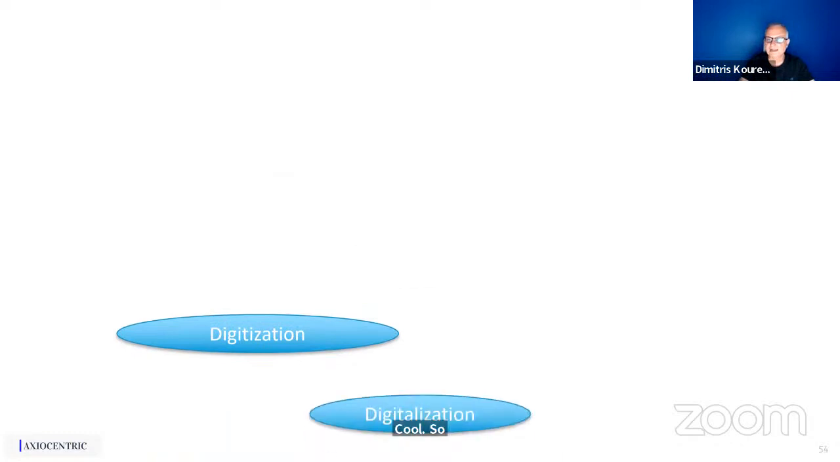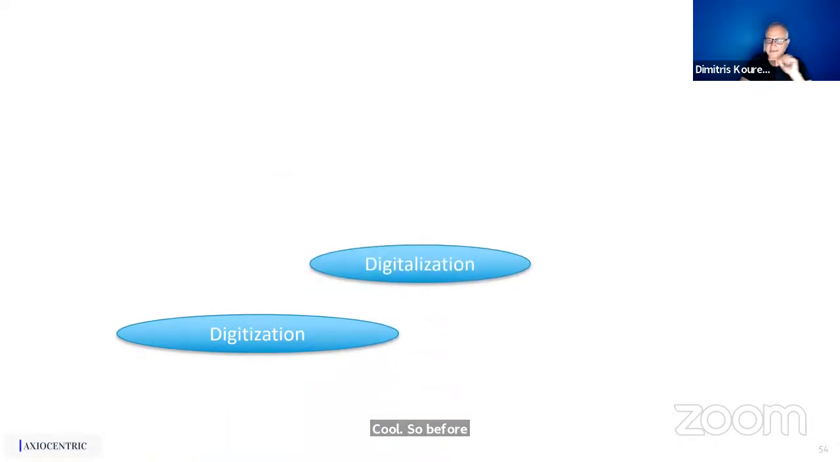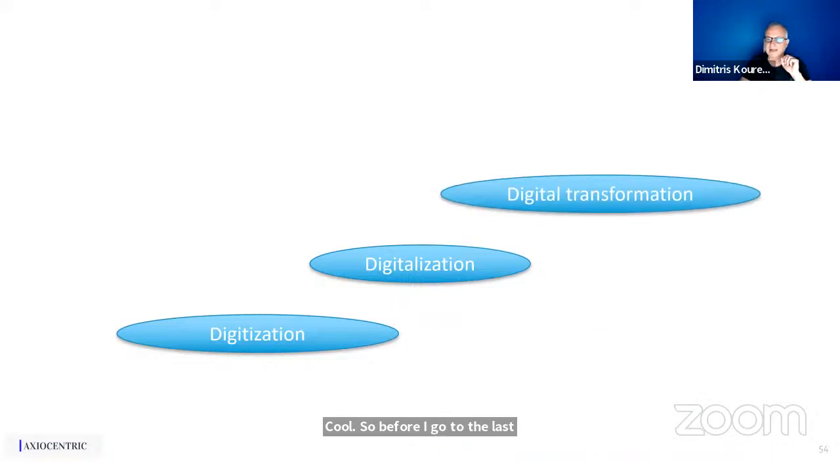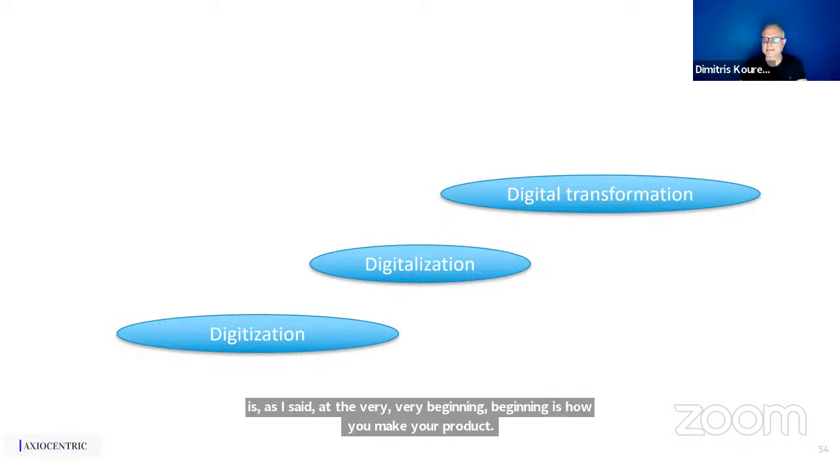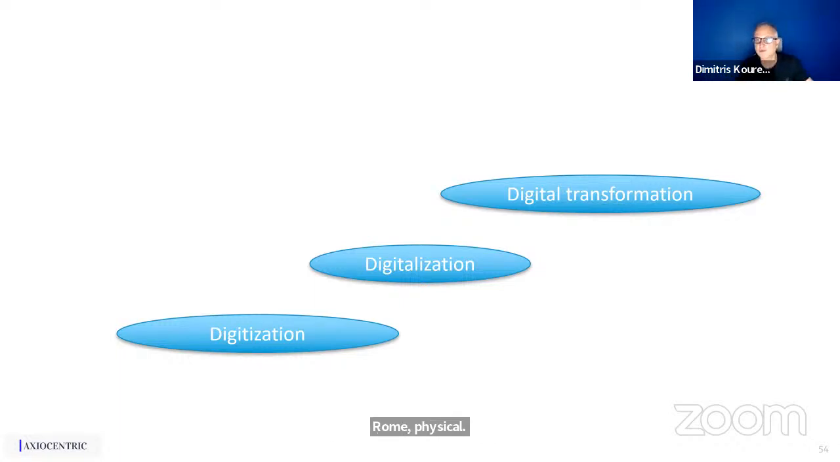So before I go to the last slide, I wanted to make sure that we all understand the difference between digitization, digitalization, and digital transformation. Digitization, as I said at the very, very beginning, is how you make your product from physical to digital. So as I said earlier on, text became digital, photos became digital. Let's say music, video became digital.